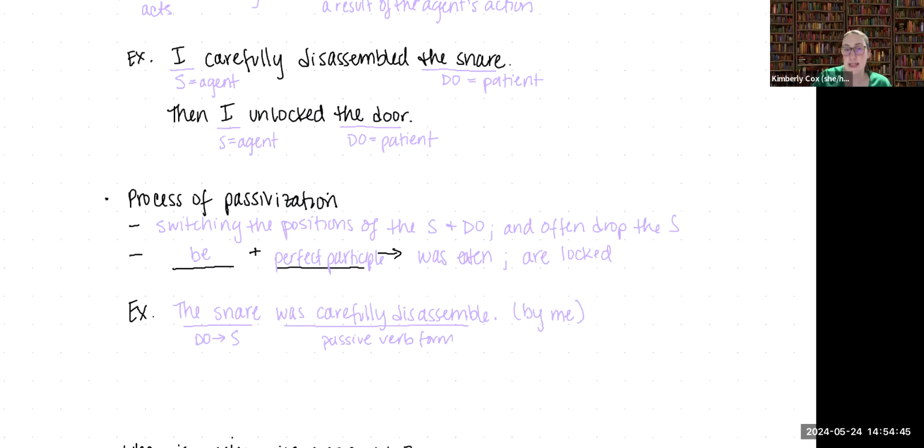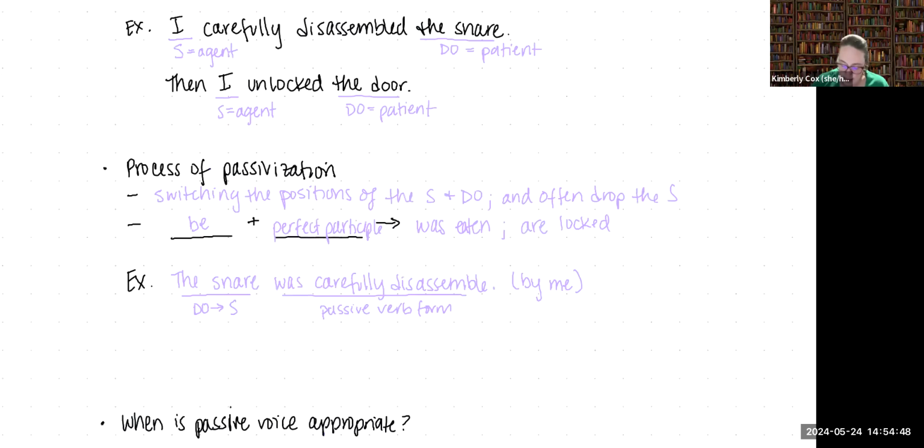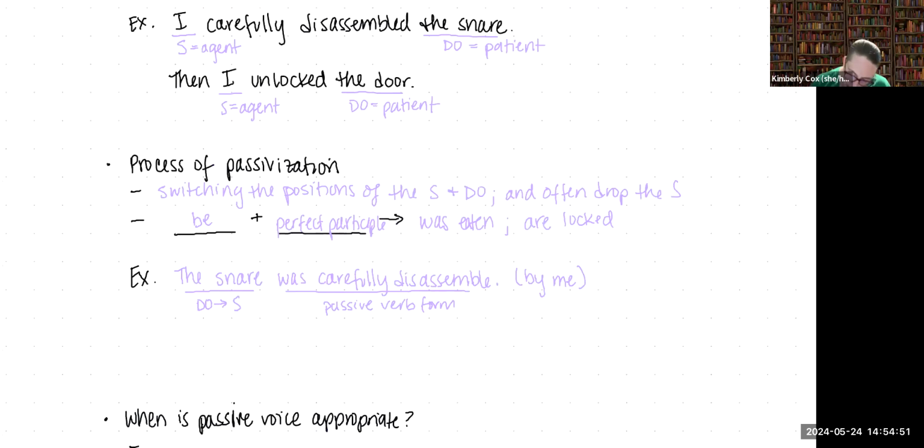Okay. Let's look at the next sentence and try this again. "Then I unlocked the door." Well, we're going to leave then, right? But we're going to switch the direct object with the subject. So the door. And we're going to add be with the perfect participle. So was unlocked. And we can end it. And once again, that would be by me. So we have the direct object that then becomes the subject, and we have the passive verb form.